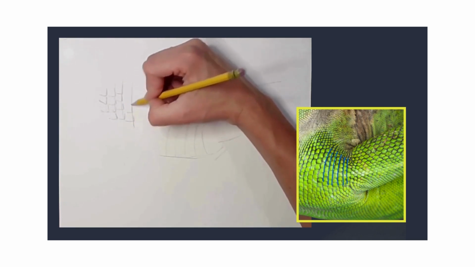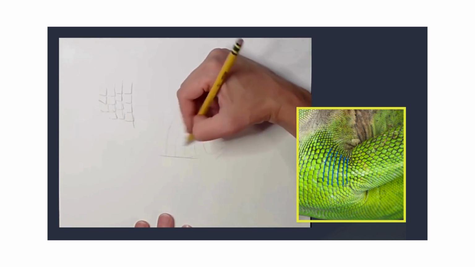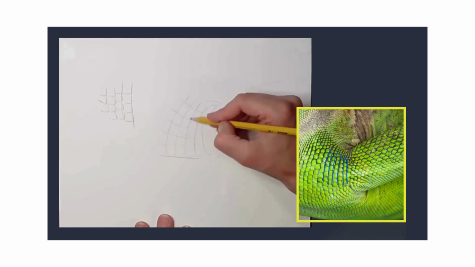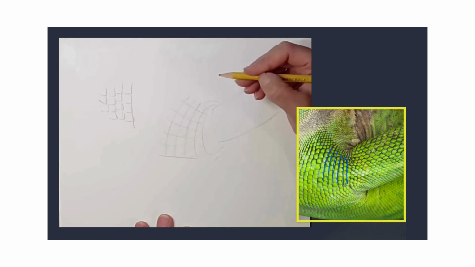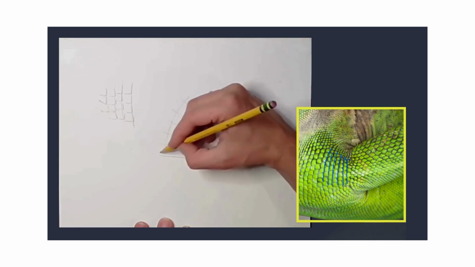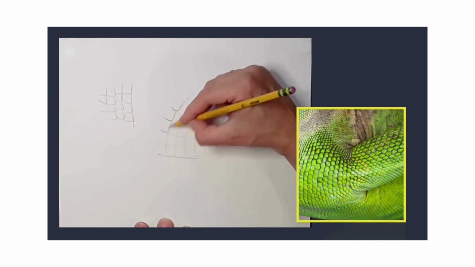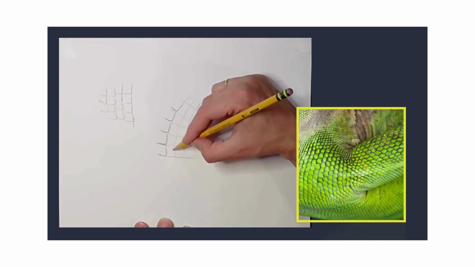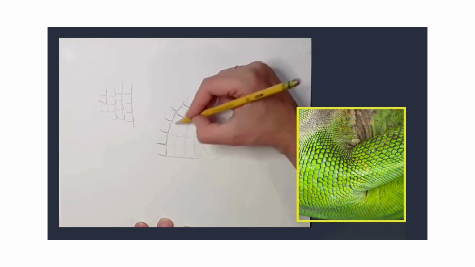So what I'm trying to do is just identify the pattern. What's happening? How wide are the scales? And my lines are curving because these scales are wrapping around his arm, which is like a cylinder. So I've kind of got this scaffold here, and now I can go in and start putting my scales in.